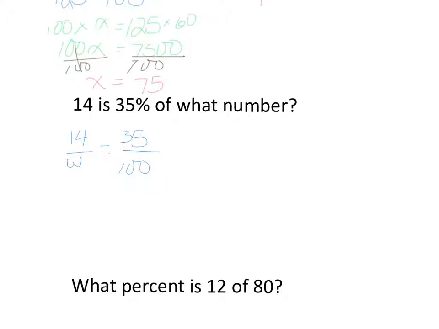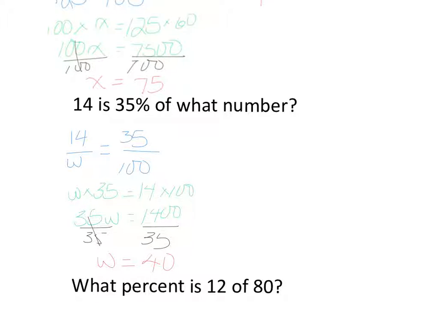We can go through and cross multiply. W times 35 equals 14 times 100. 35W equals 1400. Divide both sides by 35. And you get that W is equal to 40.